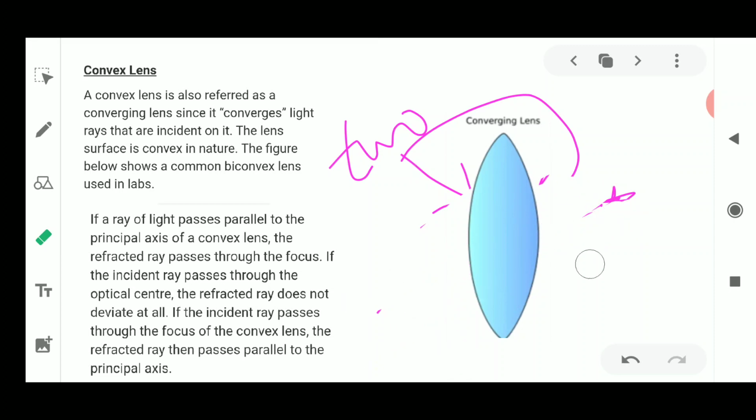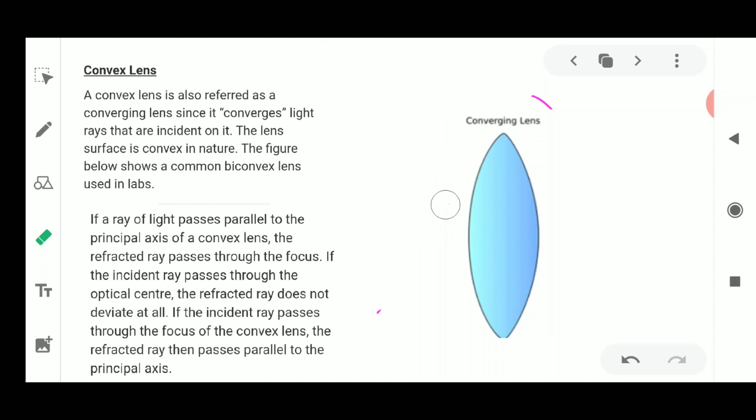For the time being, you should all know the meaning of the word converging lens. How will you understand the meaning of this biconvex lens? So that is all which is to be explained in this slide with the help of this diagram.